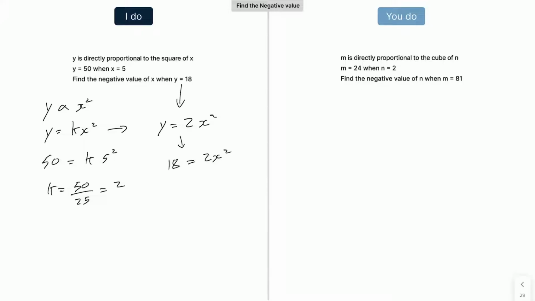Now divide each side by 2, that means 9 is equal to x squared. And now if I square root each side, I get x is equal to plus or minus 3. And now it just wants the negative value, so we're going to say x is equal to minus 3 is our answer.